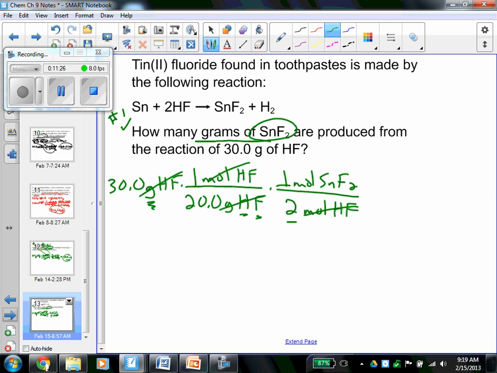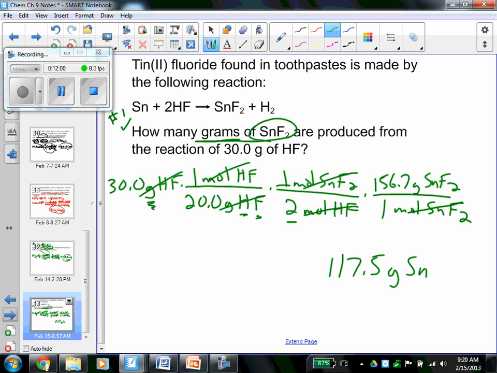All right. It says how many grams of SnF2 are produced, so I got to go to step 4. I have 1 mole of SnF2, and the molar mass of SnF2, let me look it up quickly, is 156.7 grams of SnF2. Okay, so when I take 30 divided by 20, I hit equals, divide by 2, hit equals, and then multiply by 156.7 and hit equals, I end up with an answer of 117.5, or something close to that, depending on how you rounded off your molar masses.